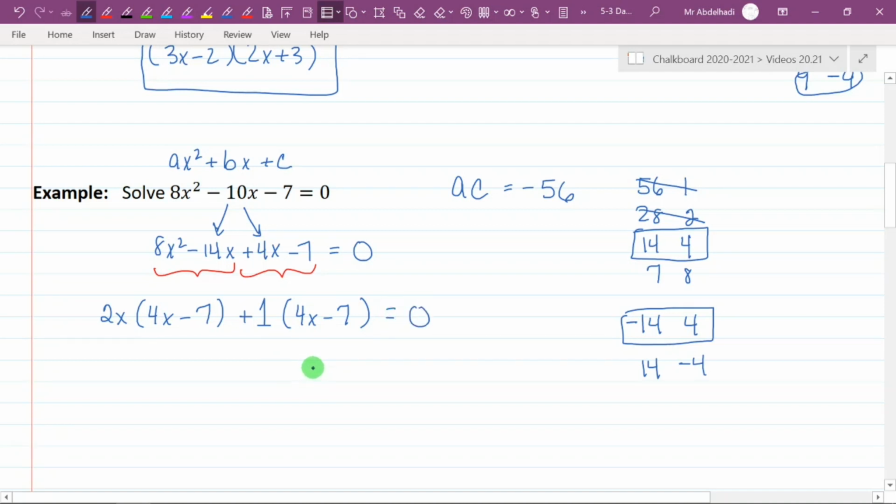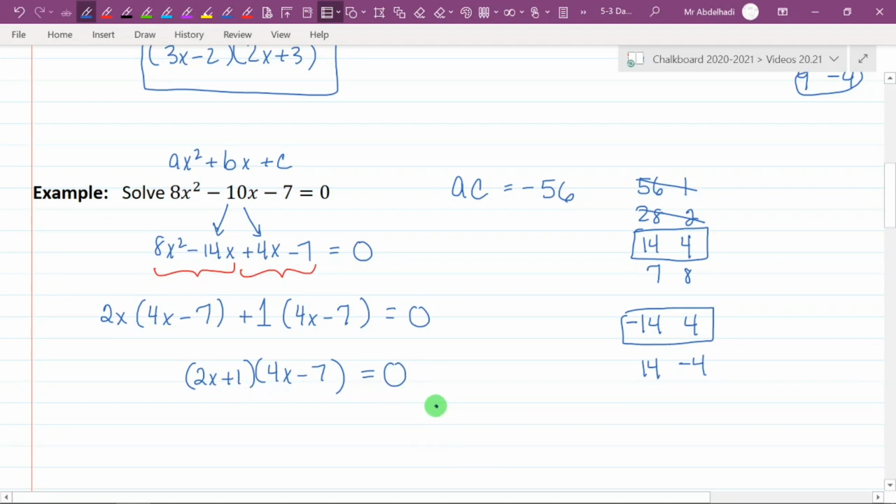So there you go. 2x times these will give you this, and 1 times these will give you this, because these are the same. Now, here we go. Since we have 4x minus 7 in both of these terms, that's a common factor. You're going to take that out. And then the only thing that's left in the other set of parentheses is the 2x and the plus 1. Hopefully this is making a little more sense the second time you saw it.